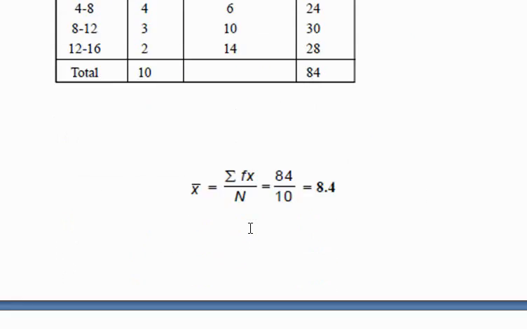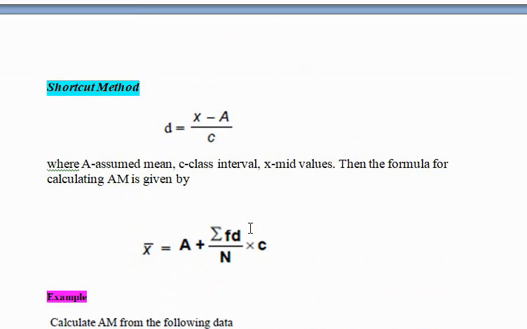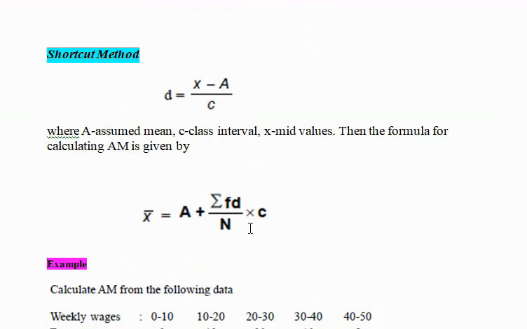Here there is also a method called the shortcut method. The shortcut method is also for finding the arithmetic mean, but if the numbers are very big or large, we can use this method. The deviation d is assigned as x minus a divided by c, where a is the assumed value or assumed mean, c is the class interval, and x is the mid values. Then the formula for calculating the arithmetic mean is x bar equal to a plus sigma fd by n times c.